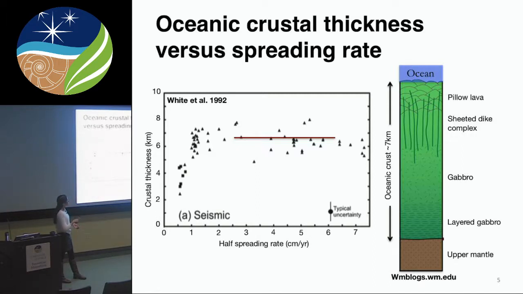And all of them form, if you think about what they are like, this 7 kilometers that consists of the pillow lava, sheeted dike complex, gabbro, layered gabbro, and then you have the Moho and then the upper mantle.